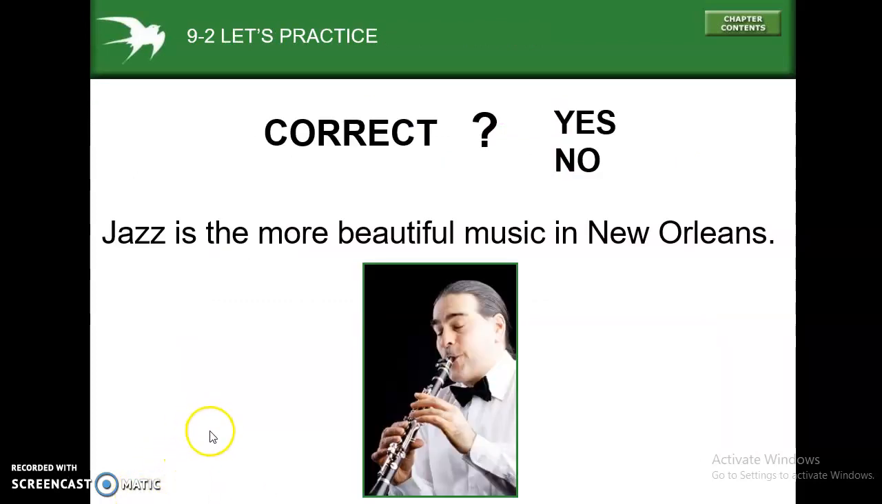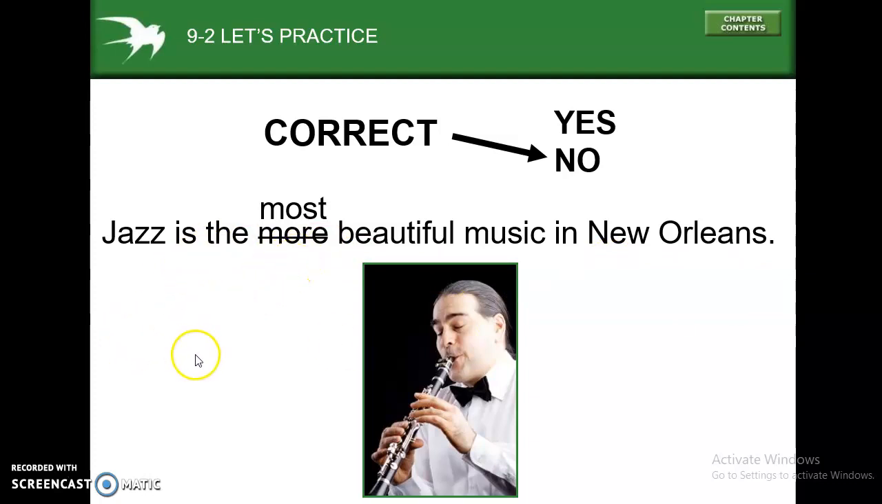What about this one? Which one is correct? Is it correct or not? Jazz is the more beautiful music in New Orleans. Is it correct or not? No. Why not? Because you should put most here. Because it is in New Orleans. So in New Orleans, jazz is the most.